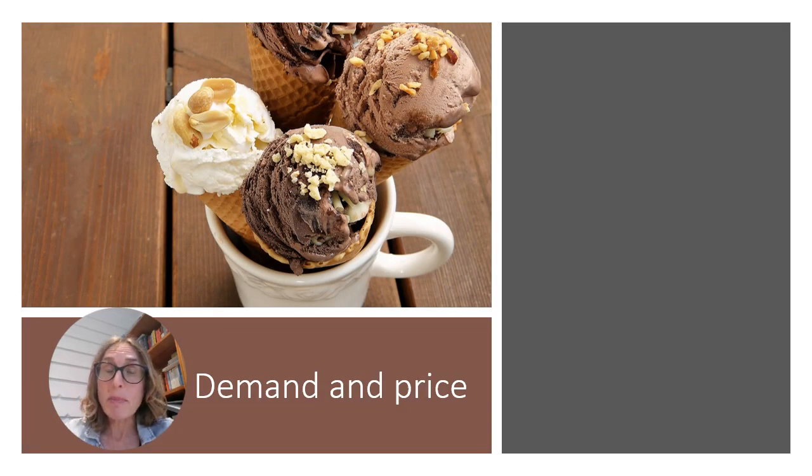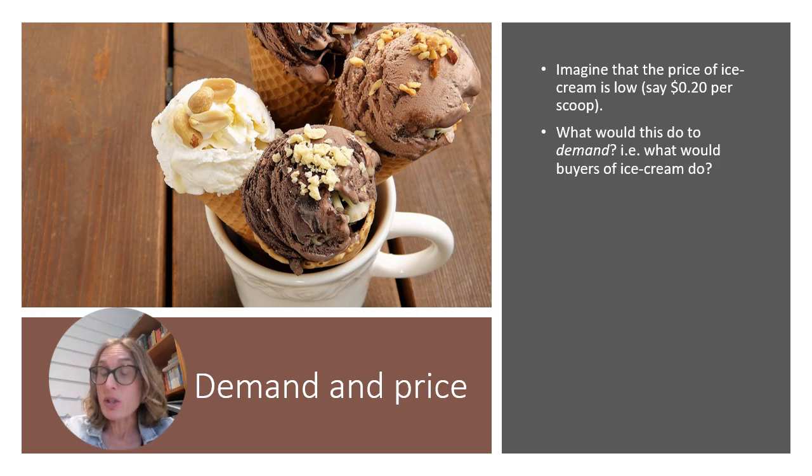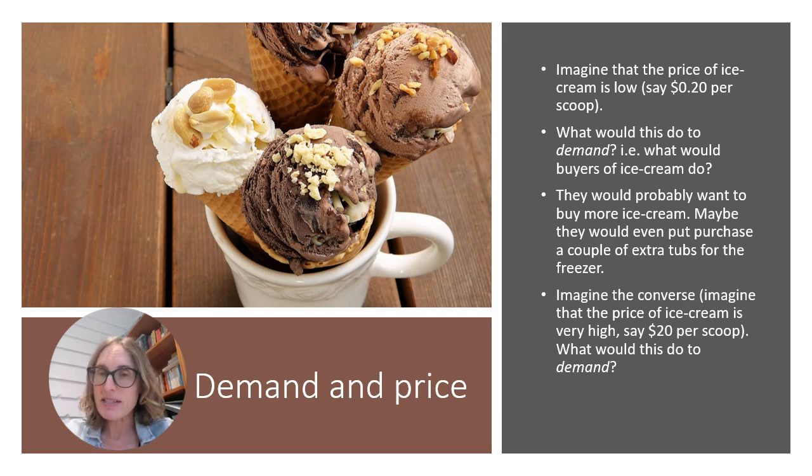Let's consider the concept of demand now, another key concept for neoclassical economists. Imagine that the price of ice cream is low, say at 20 cents a scoop. What would this do to demand? What would buyers of ice cream do? Well, they'd probably want to buy more ice cream. Maybe they'd even put some additional tubs of ice cream in the freezer by pre-purchasing. Imagine the converse. Imagine that the price of ice cream is very high, say at $20 per scoop. What would this do to demand? Well, we'd be wanting less, wouldn't we? We wouldn't be wanting to buy as much ice cream at that price.